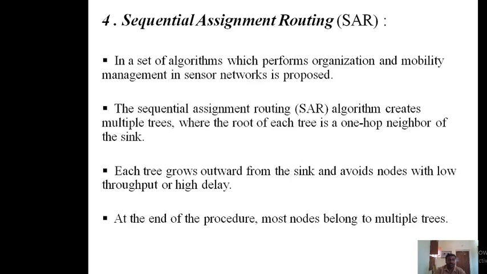Each tree grows outward from the sink and avoids nodes with low throughput or high delay. So the nodes always grow outwards from the sink, and nodes which have low throughput or high delay are not involved in the tree. At the end of the procedure, most nodes belong to multiple trees.